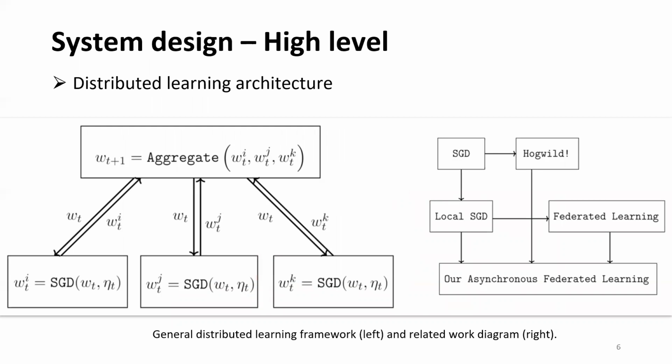This is the system design of our distributed learning framework. We use the client-server architecture, and each client or compute node here runs local SGD. And after that, the local model from each client is sent back to the central server for aggregation. The training process here can be synchronous or asynchronous, depending on the settings, but we want to achieve the asynchronous setting here.